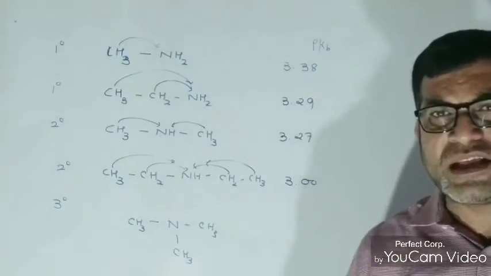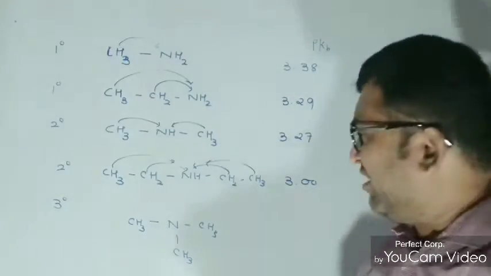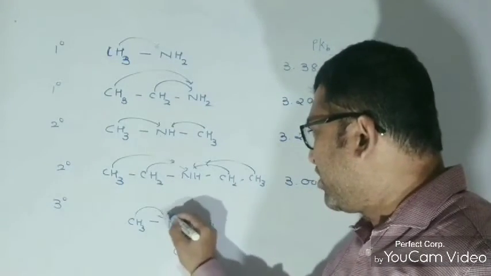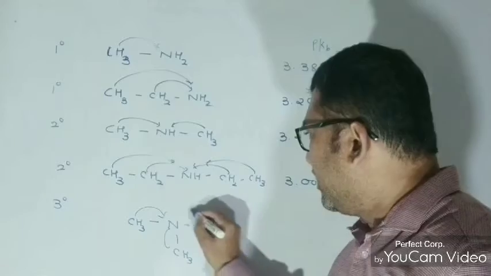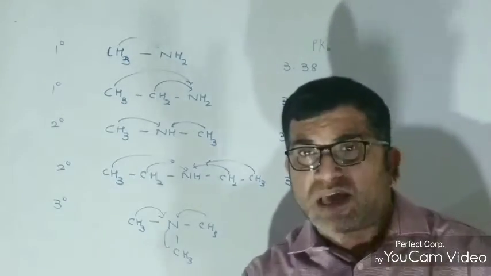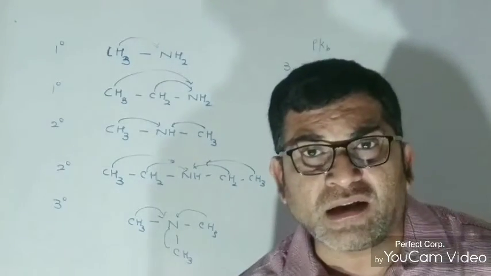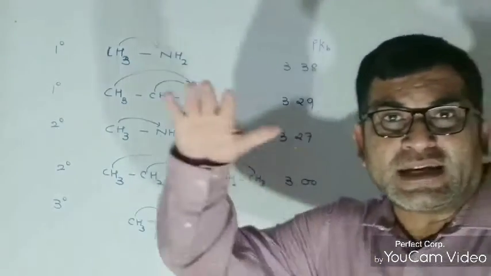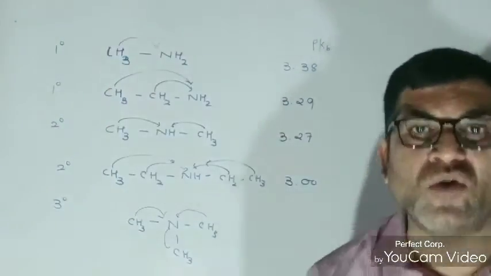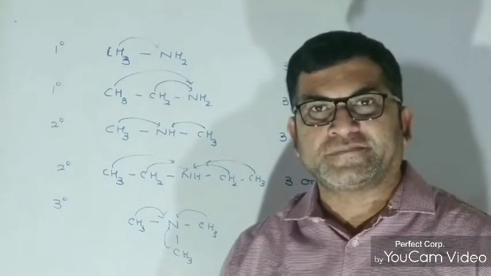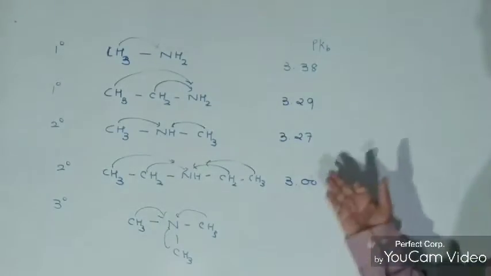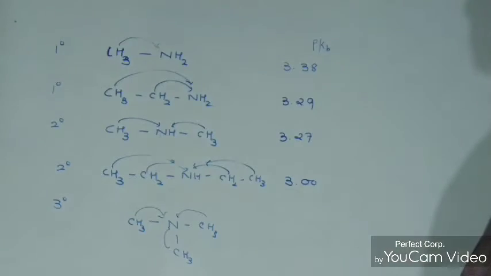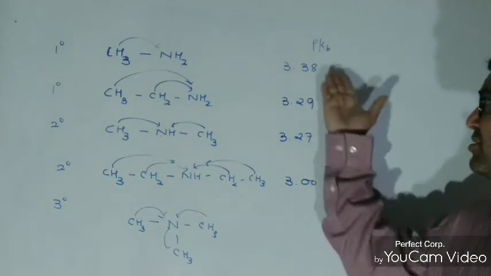What is happening with tertiary amine? Your logic will be this: this is donating, this is donating, and this is donating. Three groups are donating at a time. That's why its basicity will be very high, and that's why the pKb value will be very low. It should be less than this, it should be less than this, or it should be less than at least these two.